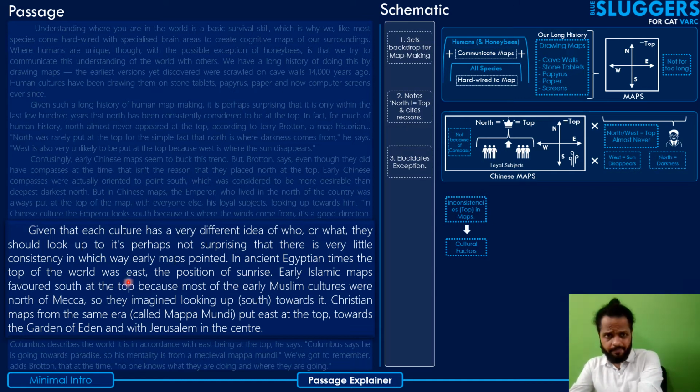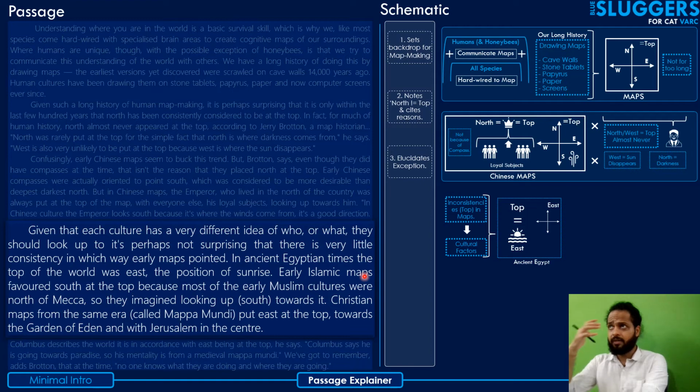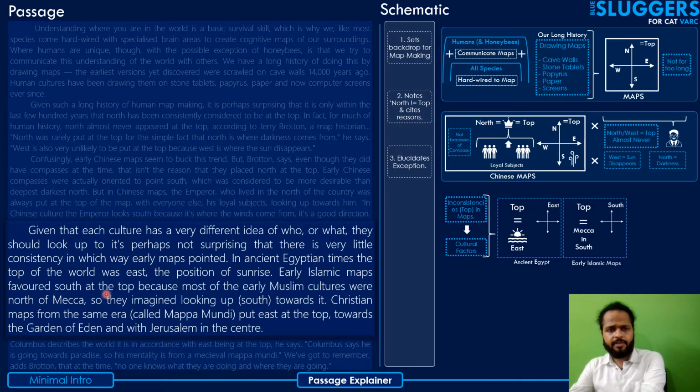So yeah. Next, he exemplifies this idea here. He says that in ancient Egyptian times, the top of the world was east, right? So as far as ancient Egypt is concerned, the top of the world was east. They used to associate a lot of value with east, the position of sunrise, and that's the reason why they put east on the top of the maps. Okay. Next, early Islamic maps favored south at the top.